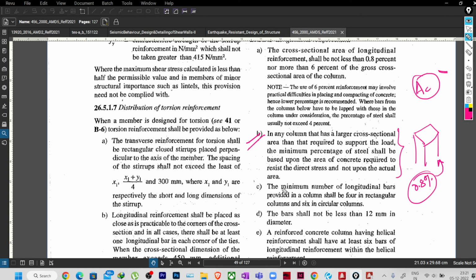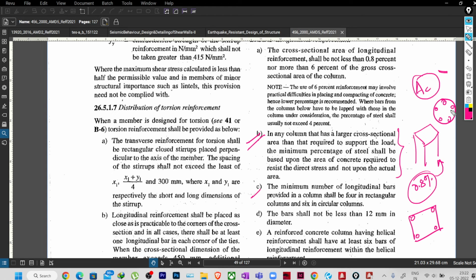Fine. Then again, the minimum number of longitudinal bars provided in a column shall be 4 in rectangular columns and 6 in circular columns. So whenever you have rectangular columns, at least 4 bars you need to provide, and whenever you are designing circular columns, at least 6 bars you need to provide.